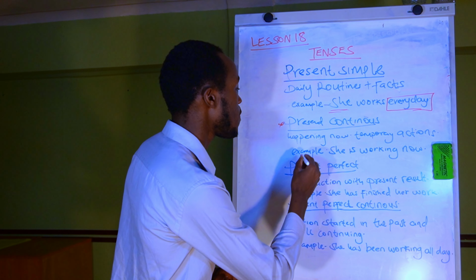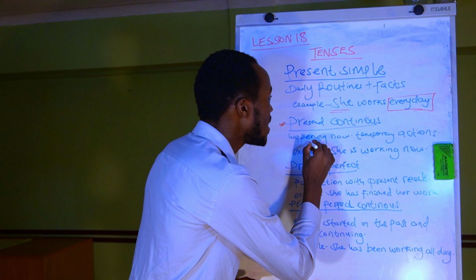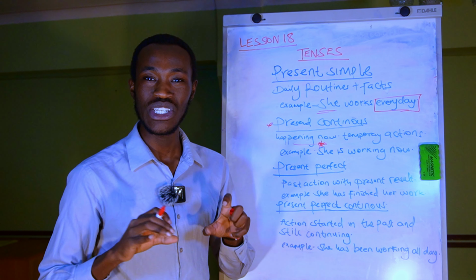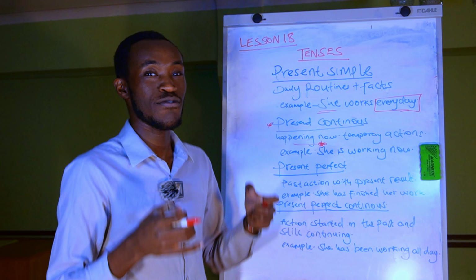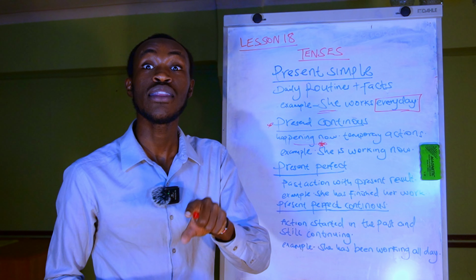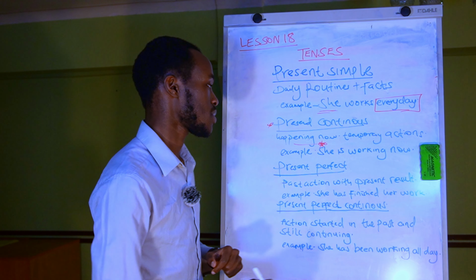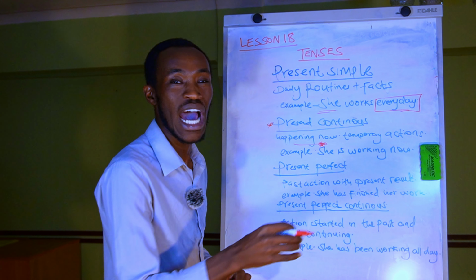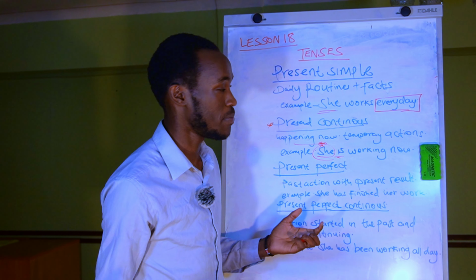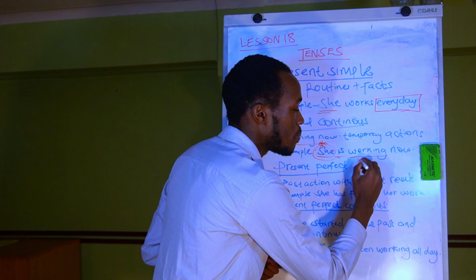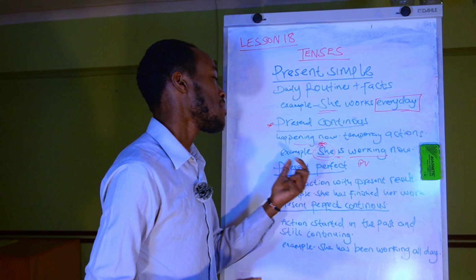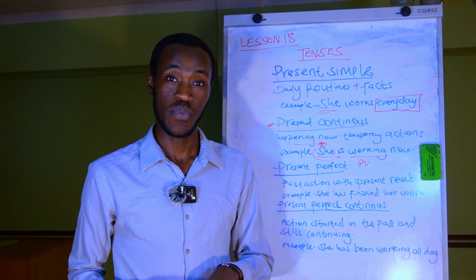Look at this. The present continuous, they are happening now. Unlike the present simple, those were the daily facts. But the present continuous, they are happening instantly at the moment. Now, these are the examples. She is working now. The subject here, she. Is is our helping verb. Working is now a predicate. That's the verb. Working now. So that means the subject is working now.